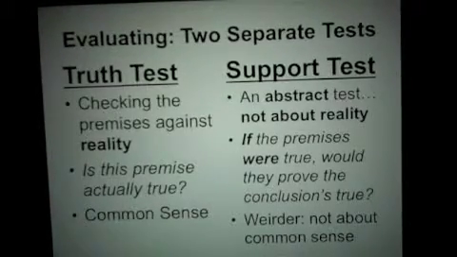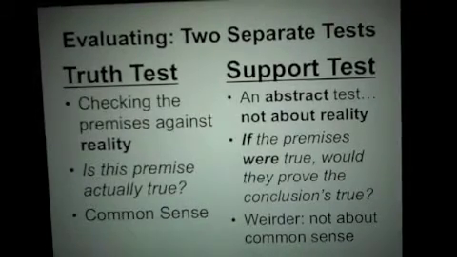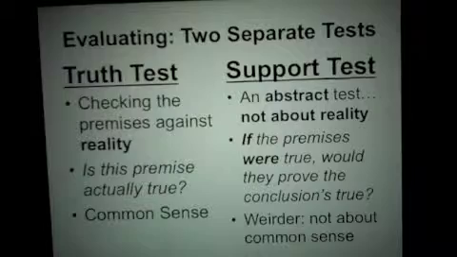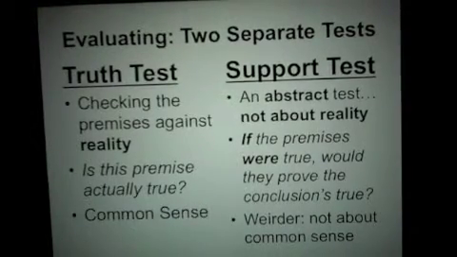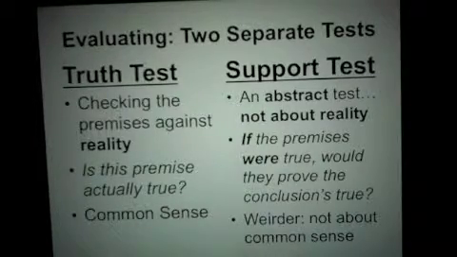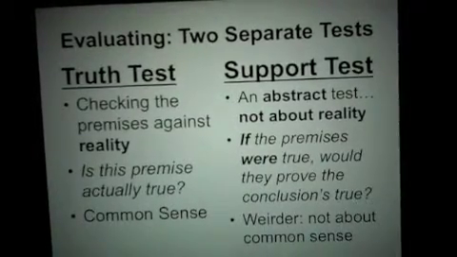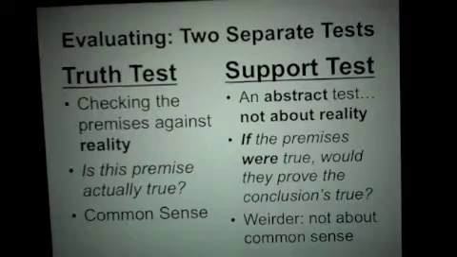So there are two separate tests you have to do every time you evaluate arguments. I recommend doing the truth test first, then the support or structure test second. The truth test means checking the premises against reality. You simply ask, is this premise actually true? Or is it false or questionable, like we talked about last lecture? And this is pretty much common sense. We're pretty good at determining whether something matches reality or not.